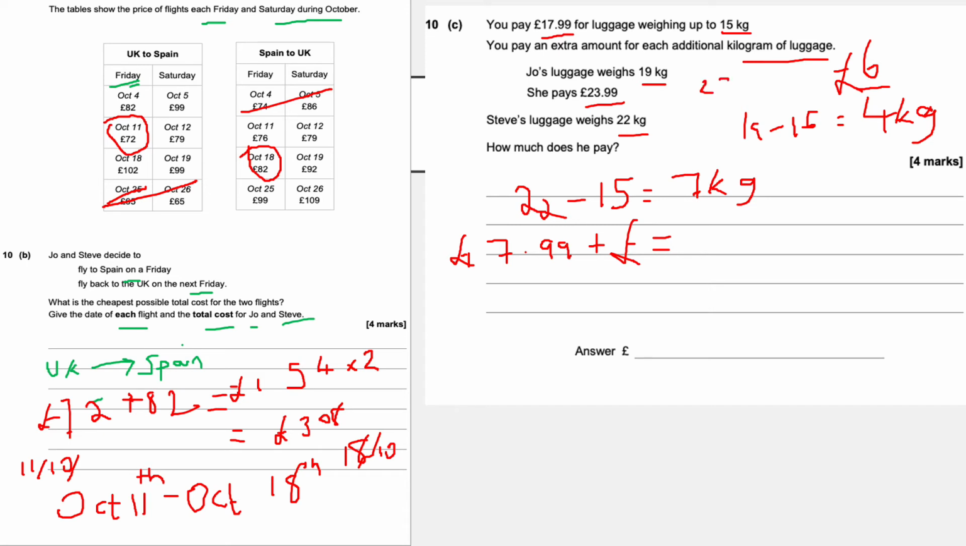So 23.99 subtract £17.99 gives me £6 over 4, okay, which is £1.50. So it's £1.50 for every kilogram that is above that amount. Now this is 7 kilograms, so it's going to be plus 7 times 1.5. Hopefully you're with me so far. So 7 times 1.5, so times that by 7.